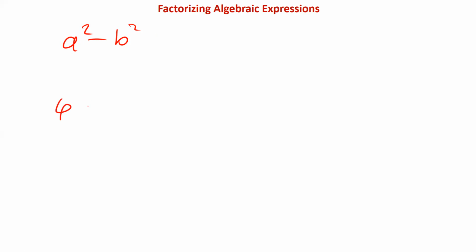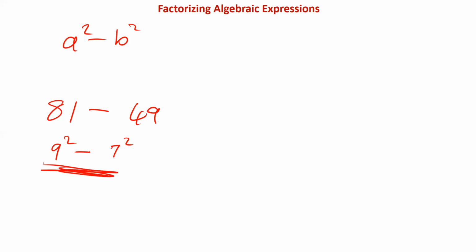maybe find something like 81 minus 49. Then you want to use, or let me just put it in general. Let me just say it in general: you are subtracting two perfect squares. So you know that 81 can be written as 9 squared and 49 as 7 squared. Then you want to subtract this. How do you do the subtraction?